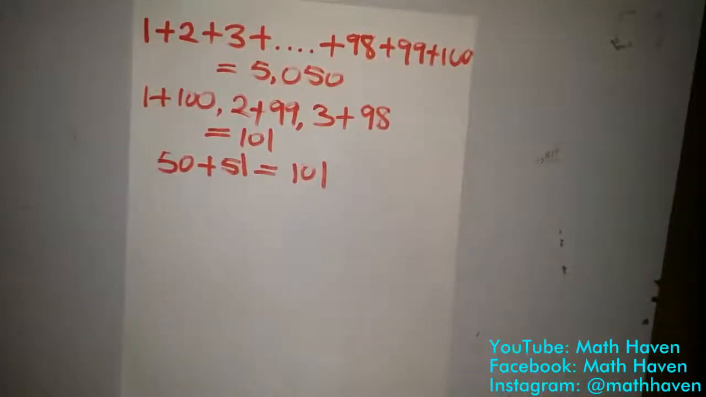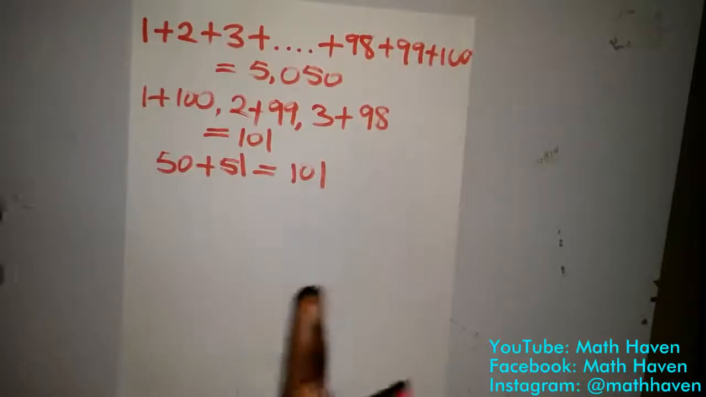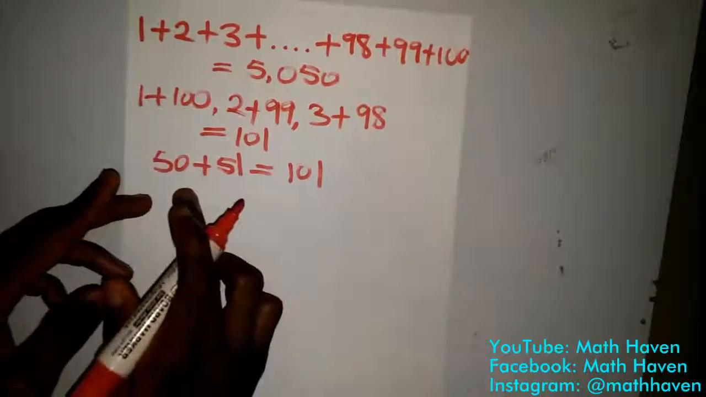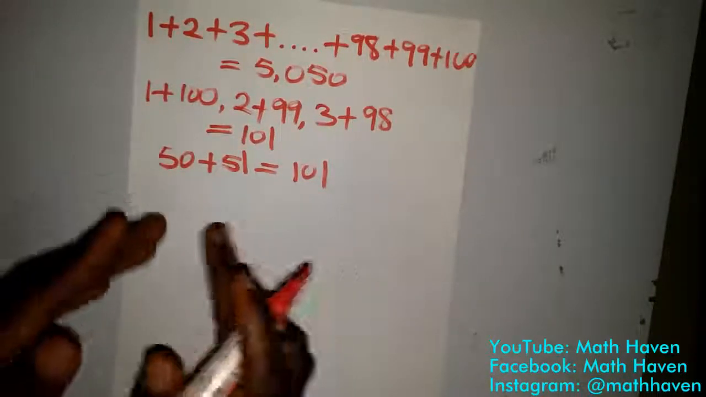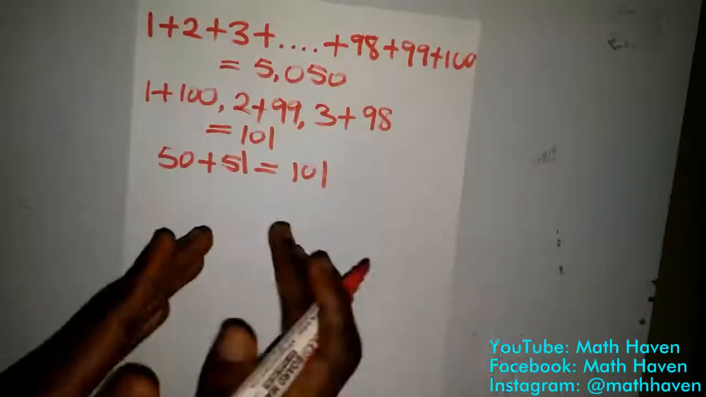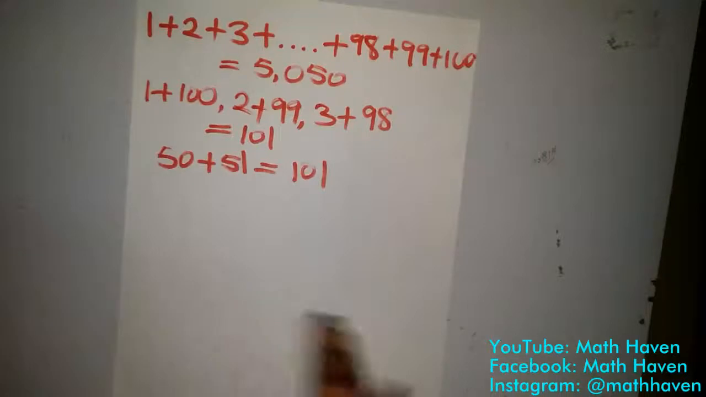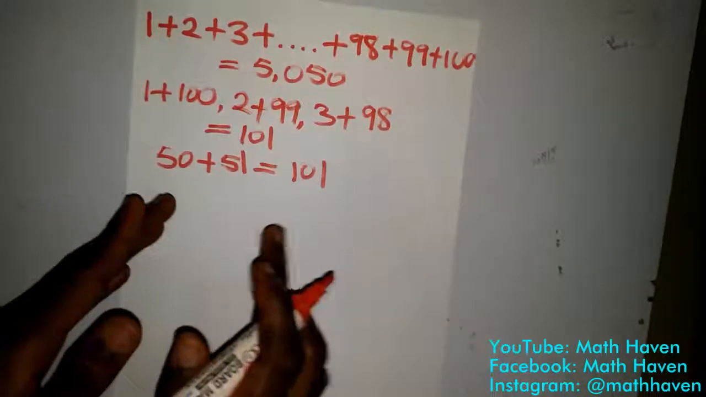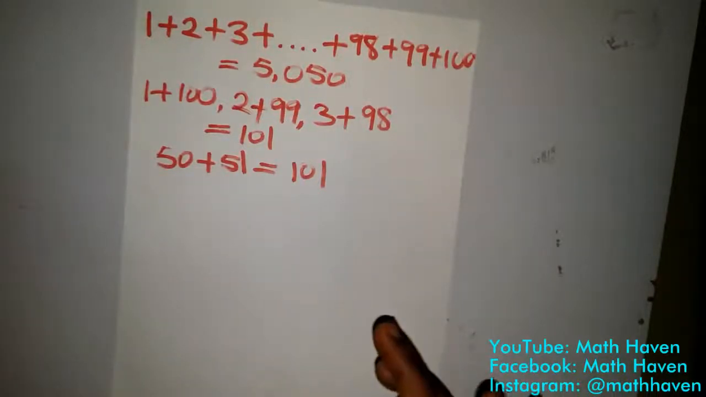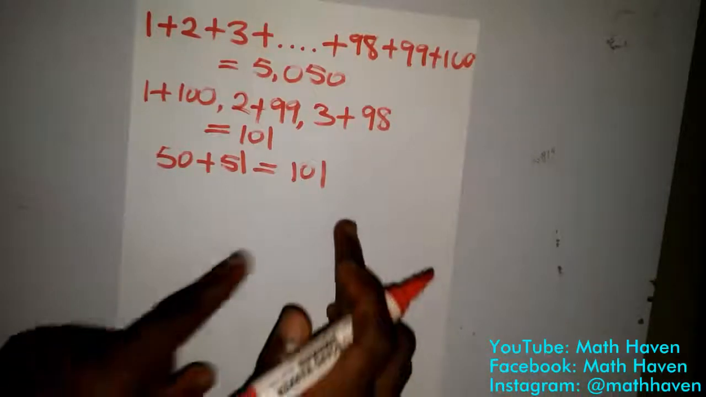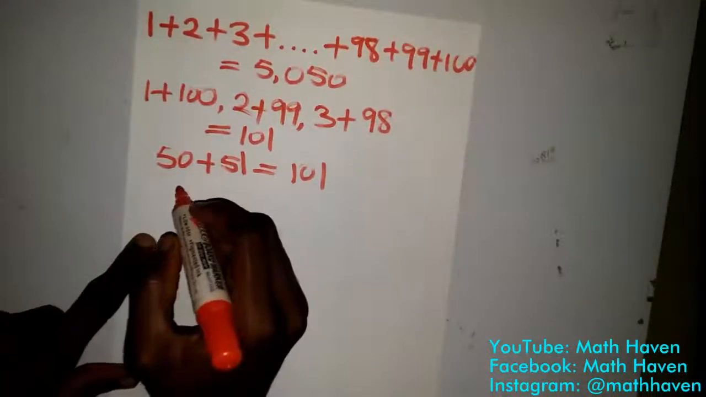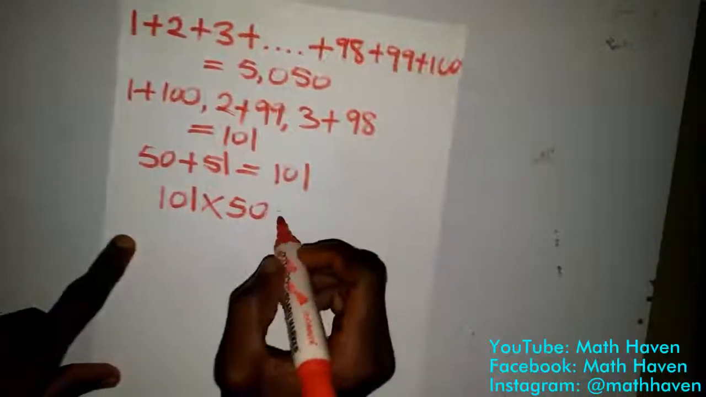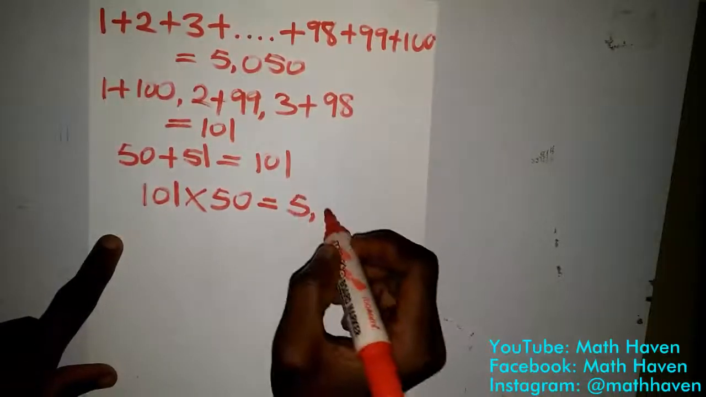Now, the next thing is to determine how many pairs of numbers you've added. So to get to 50, that means we obviously have 1, 2, 3, 4 up to 50. And the other part, we have 51 to 100. Altogether, we have 50 pairs of numbers. So 1 and 100, 2 and 99, up to 50 and 51. We have 50 pairs. So the next step is to multiply your answer by 50. So we simply have 101 times 50. And this gives us our answer, 5050.